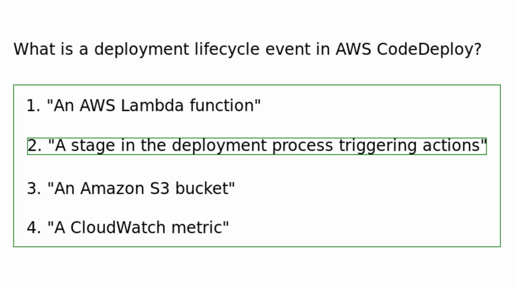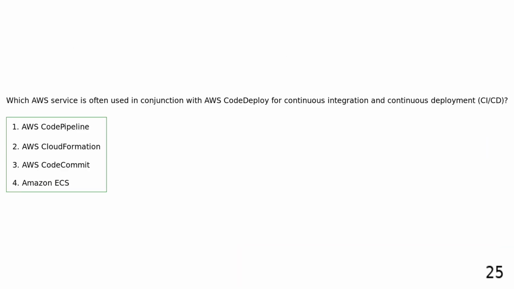Which AWS service is often used in conjunction with AWS CodeDeploy for continuous integration and continuous deployment? AWS CodePipeline. AWS CloudFormation. AWS CodeCommit. Amazon ECS. AWS CodeCommit is often used alongside AWS CodeDeploy for managing source code repositories in CI/CD pipelines.